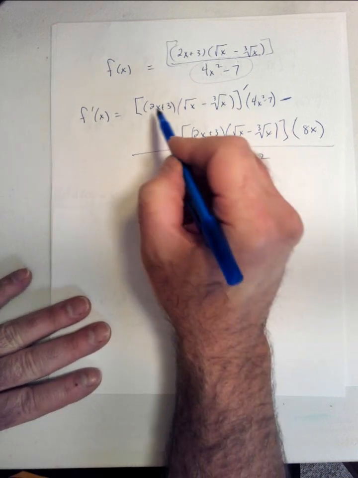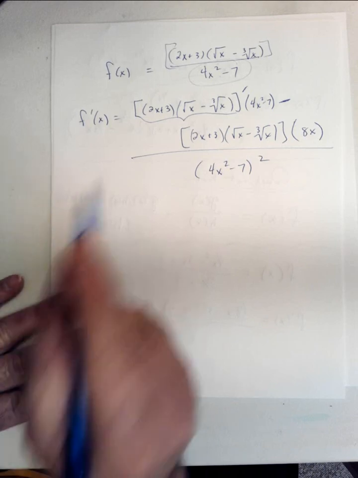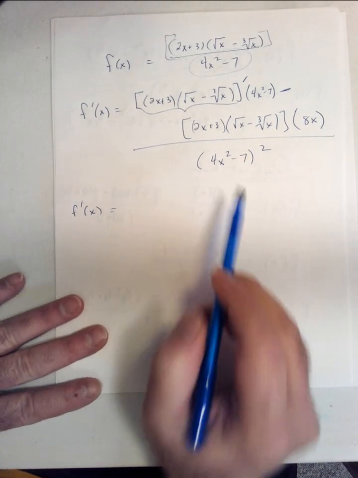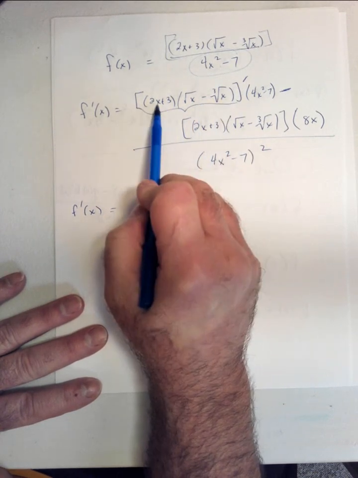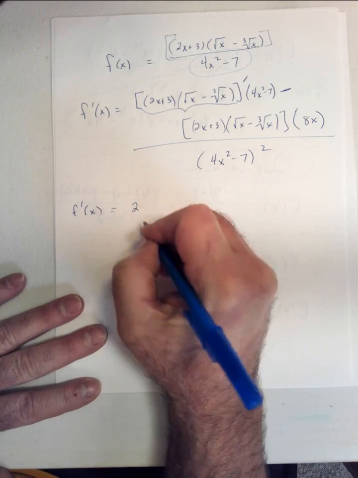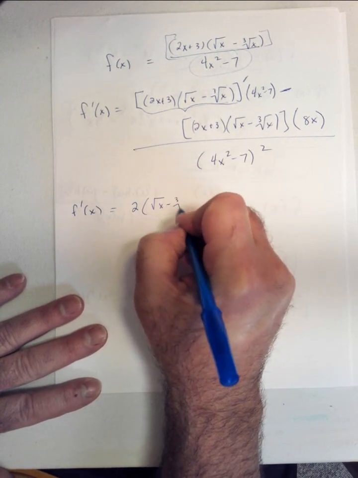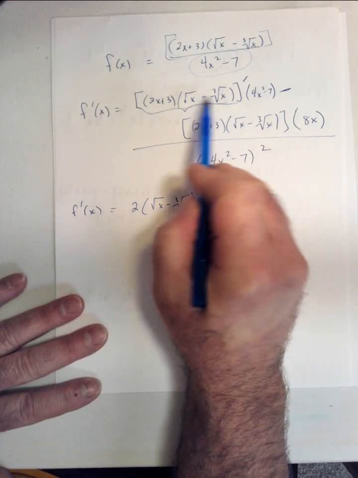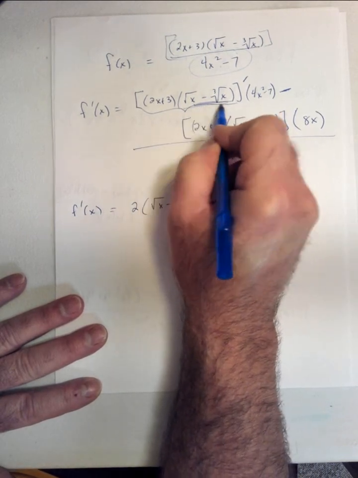So then I have to go back and say, okay, I need to do this derivative, which means I need to apply the product rule. So I'm going to go ahead and apply the product rule to this to find the derivative of this. So that's the derivative of this, which is just 2, times that, plus that, times the derivative of this piece.